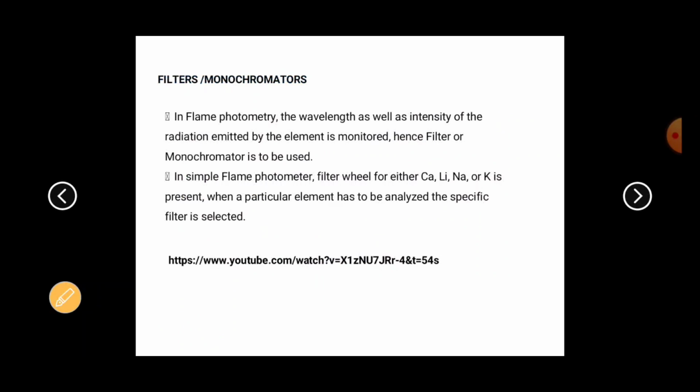The function of filter or monochromator is it converts the polychromatic radiation into monochromatic radiation. In the simple flame photometer, filter wheel will be present for calcium, lithium, sodium or potassium. When a particular element has to be analyzed by using flame photometer, the specific filter can be selected and we can estimate the sample. In this way, we can use these filters and monochromators. For detailed description, you can go through the link.